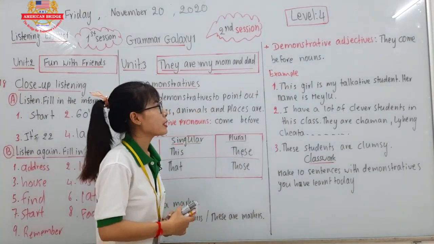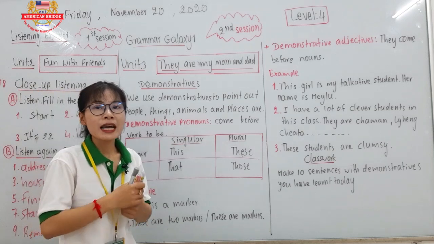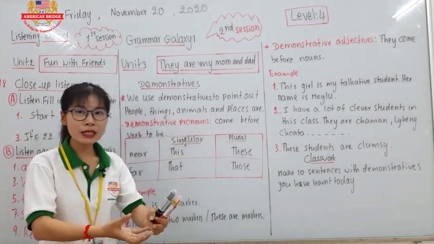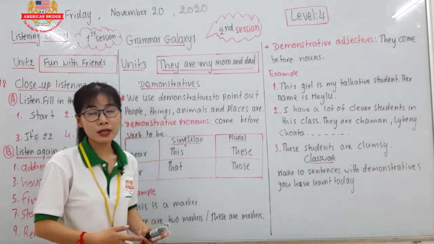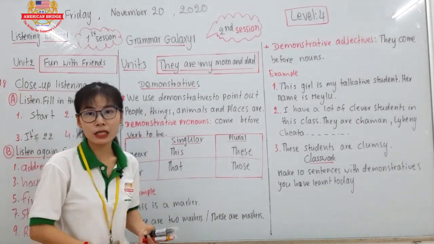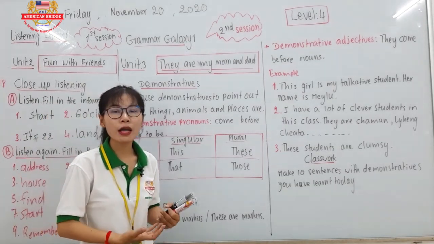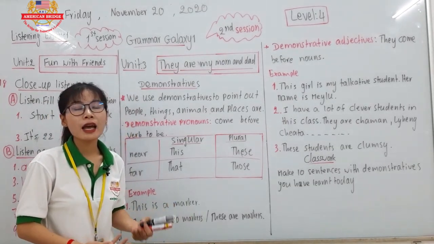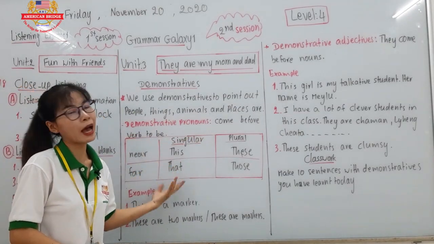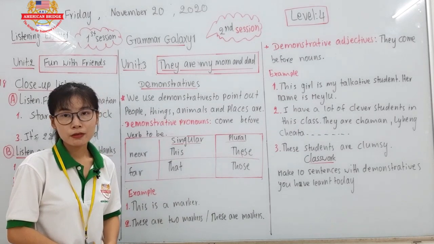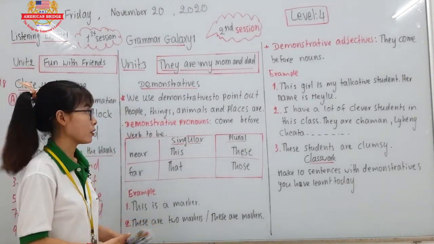Alright, now let's move to another kind of demonstrative. Why do I call this one a demonstrative adjective? Because it comes before nouns. When a demonstrative comes before a noun, we just call it a demonstrative adjective, but it is still a demonstrative pronoun. Just because it comes before a noun, that's why we call it a demonstrative adjective. But actually, it's still a demonstrative pronoun. This, that, and those. We just change the name of it, but actually, it's still a demonstrative pronoun.